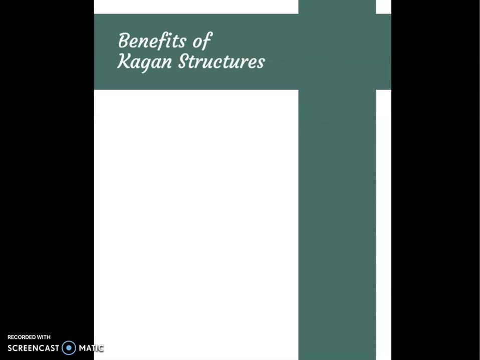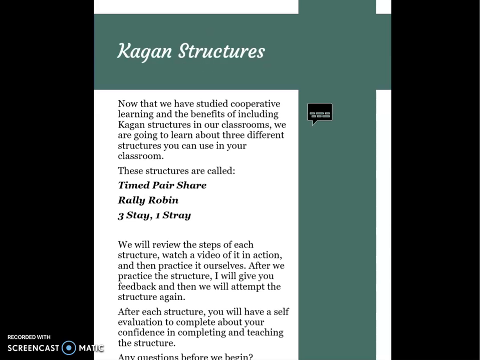Their next topic will be the benefits of Kagan structures, and clearly I've not gotten to this point yet. After they have studied the 2 topics, they will move on to practicing specific Kagan structures. These are groupings and systems that they use in the classroom to learn, to have more social learning. And so this page is just an overview of what the next part of the workshop is supposed to be about. So the instructor would say all of these to introduce it to the learners.